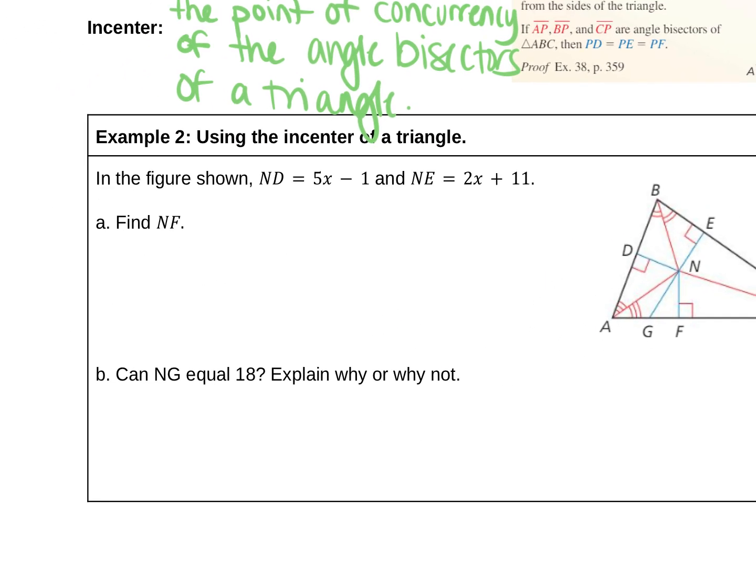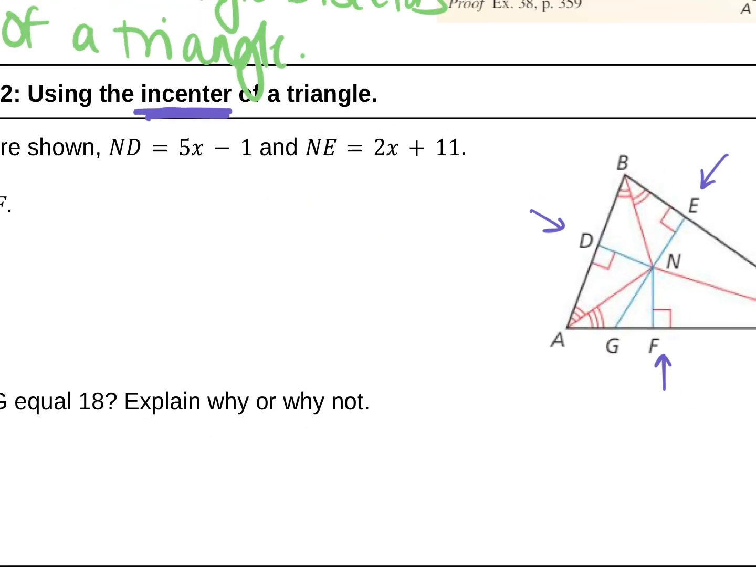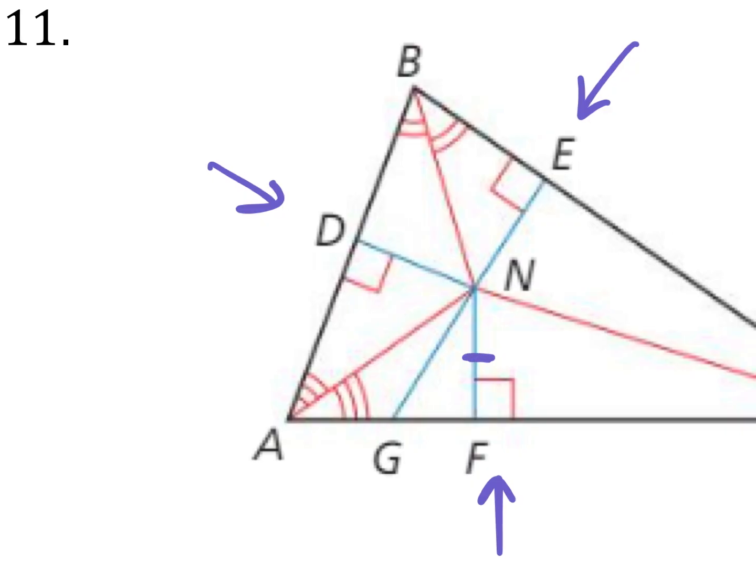So in the figure shown, it tells you it's an incenter, but we know we have an incenter because look at the perpendiculars. Are they in the middle of the triangle? No, they're not. So that means you have an incenter. The incenter is the intersection of all of those, and that means the perpendicular distances are all the same. So NF, ND, and NE are the same. We also know we have angle bisectors because look at the angles. They're telling us the angles are bisected there. It's telling us they're the same.